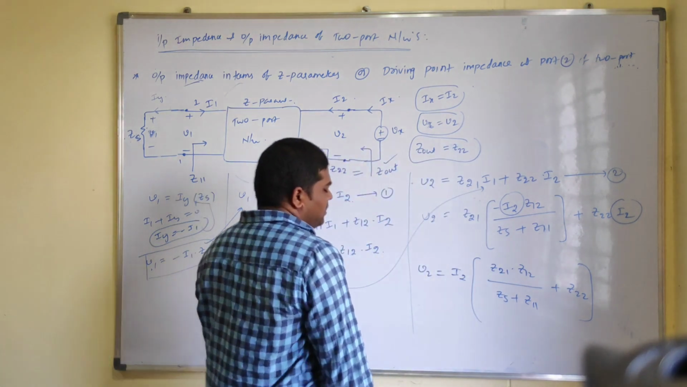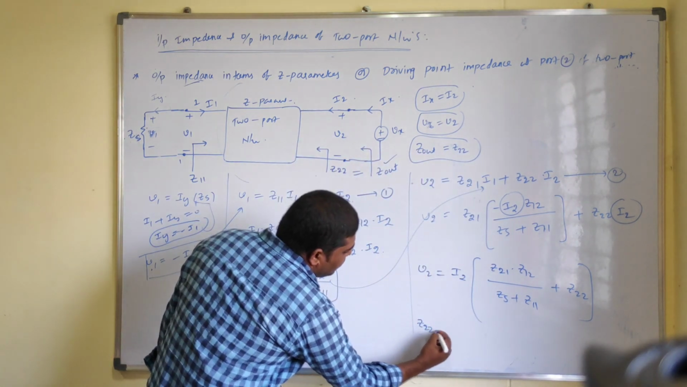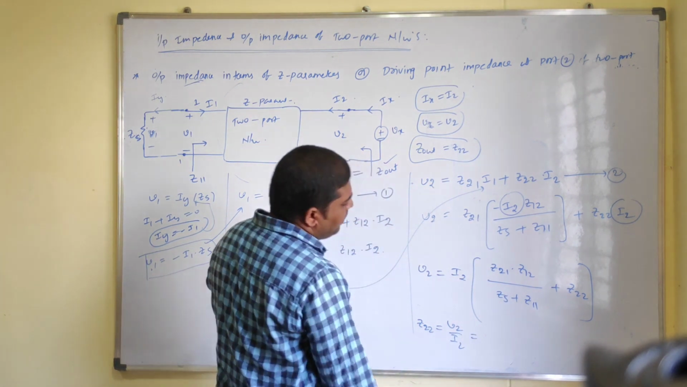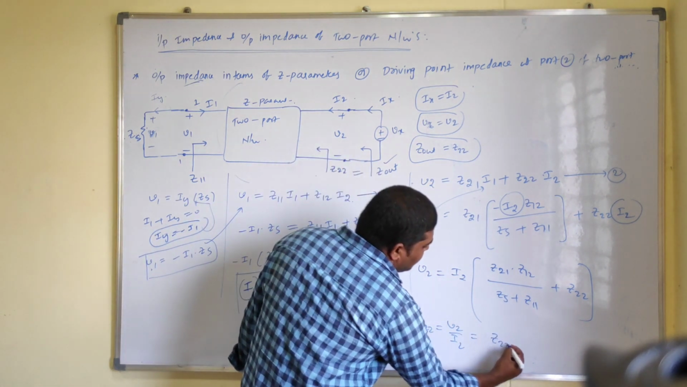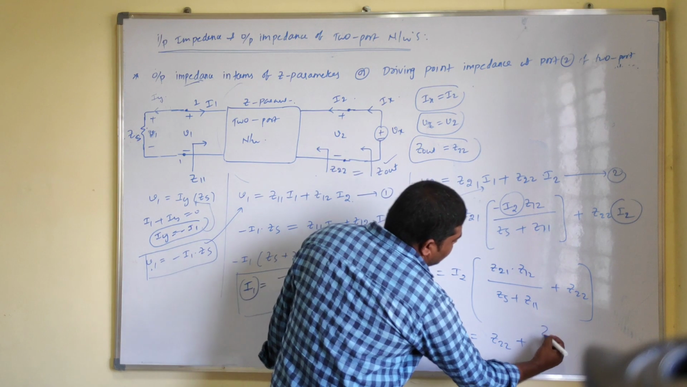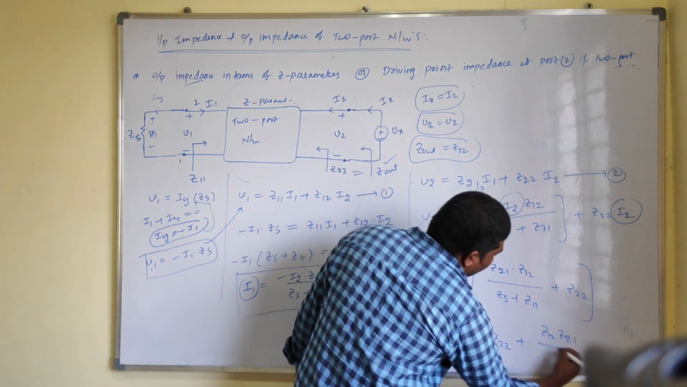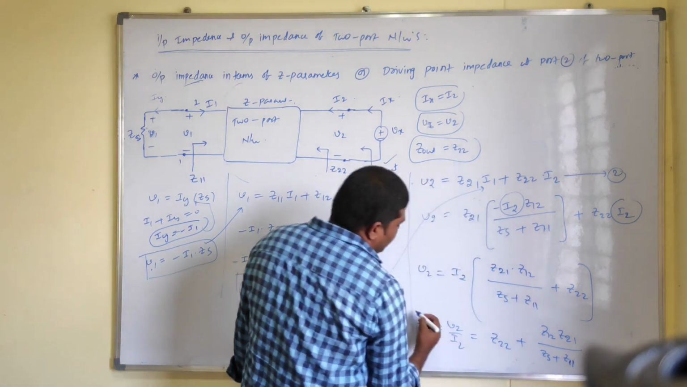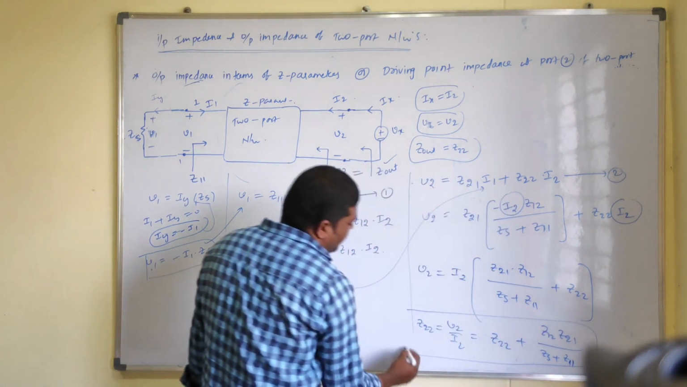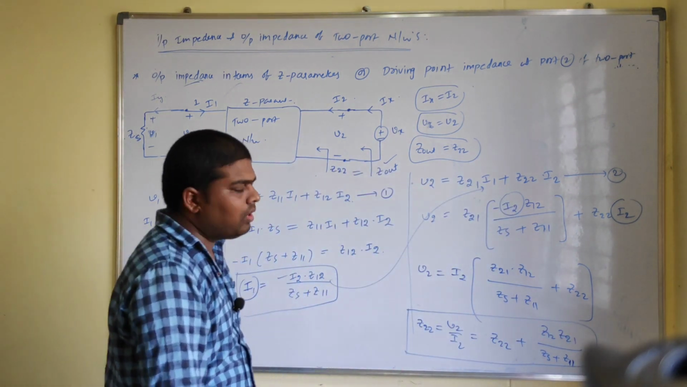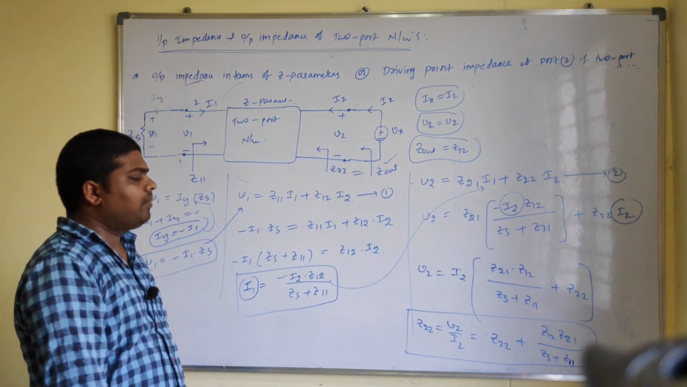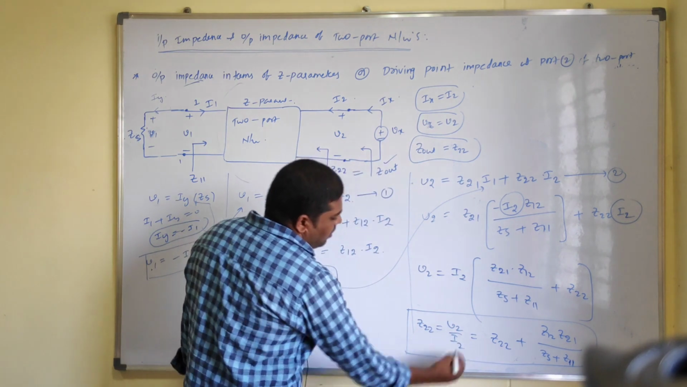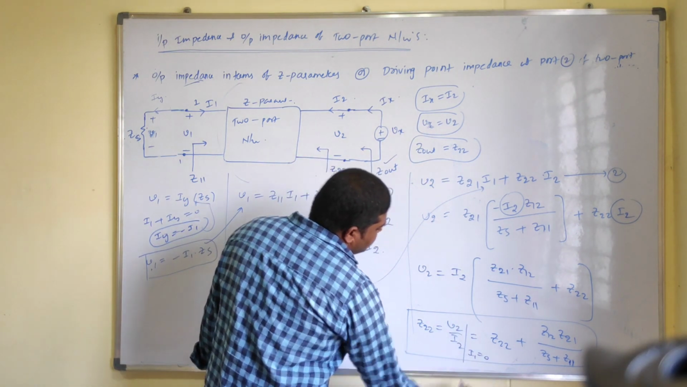Okay, and next, Zout equals Z22 equals V2 by I2 equals Z22 minus Z12 Z21 by Zs plus Z11. This is your output impedance for a given two-port network configuration. And you can simplify further also. This is V2 by I2 only when I1 equals 0.